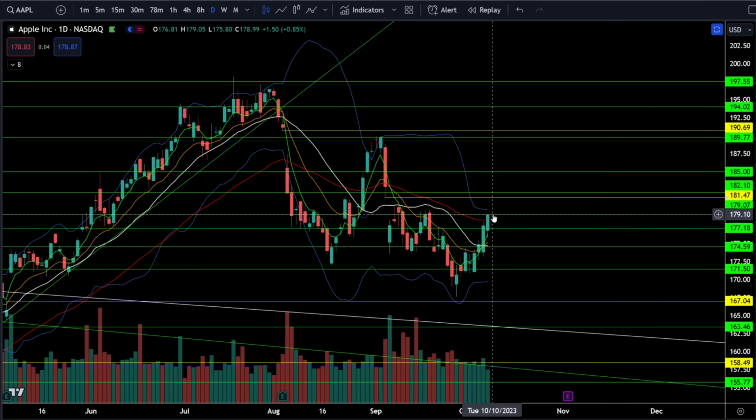But if we do get a rejection from here, it's still possible this is a double top rejection and we could still fill the gap at 167.